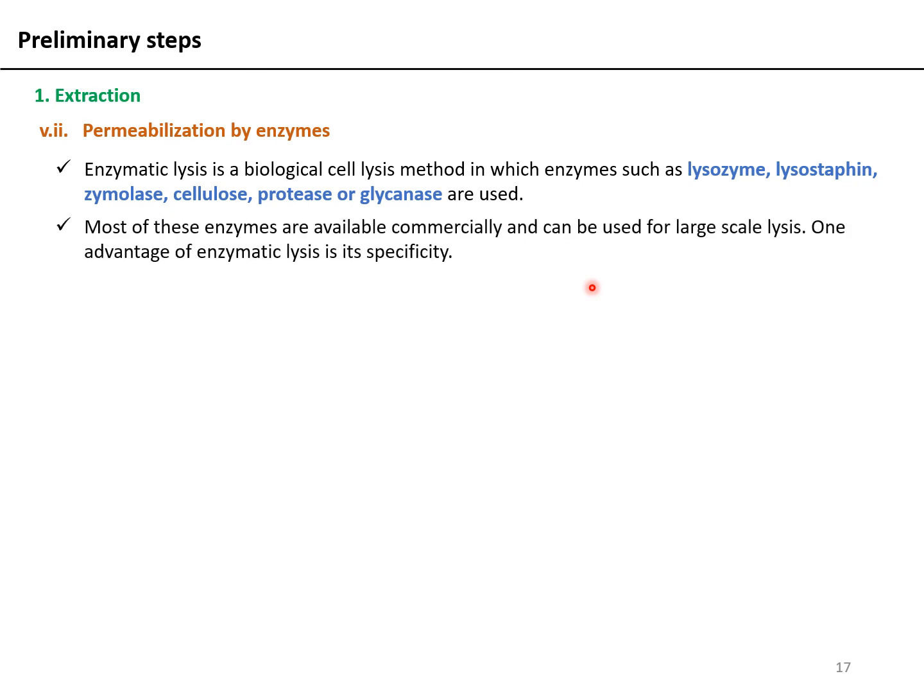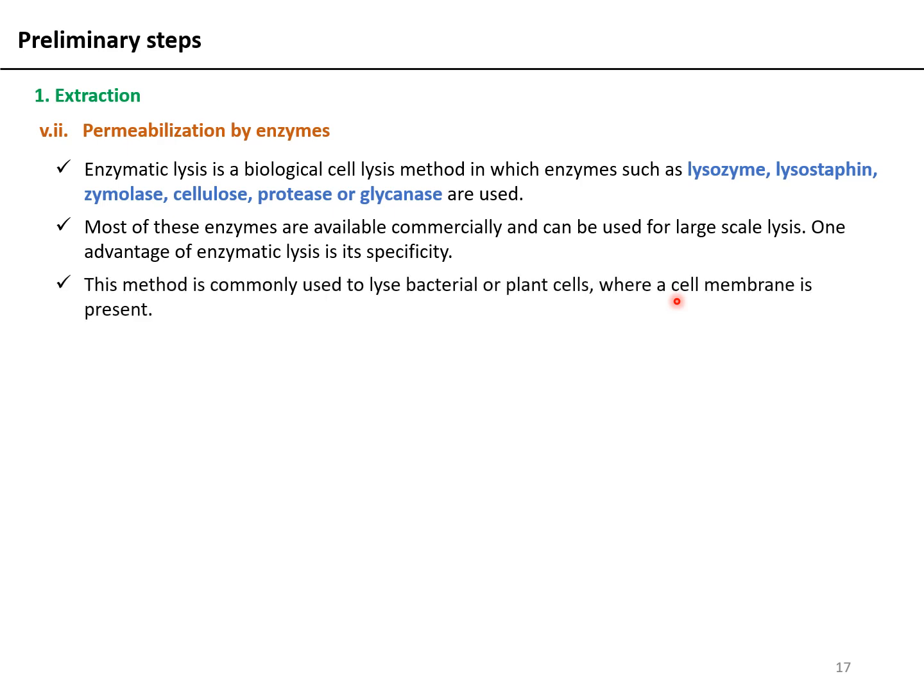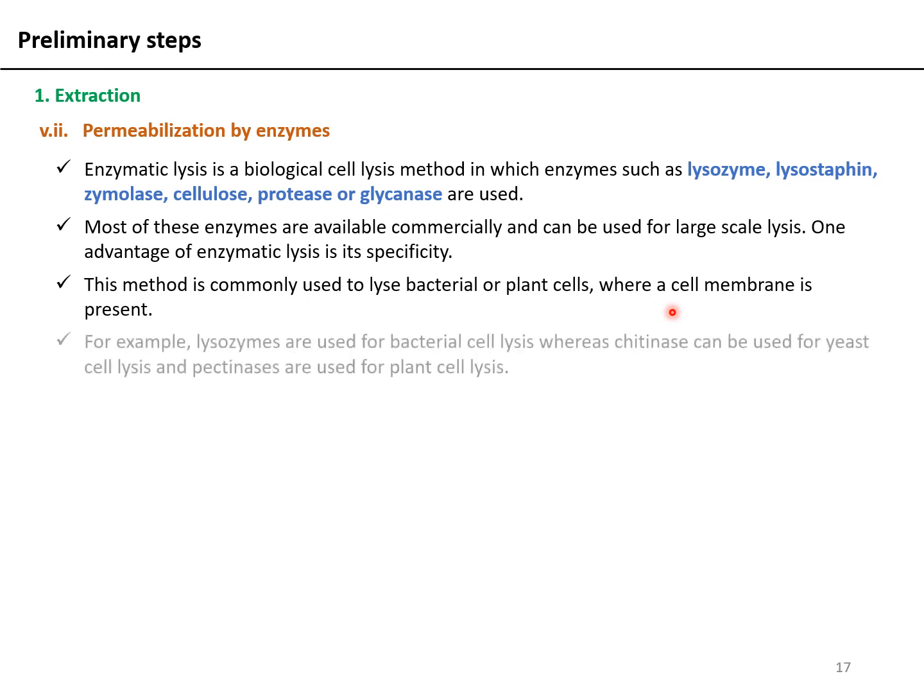Most of these enzymes are available commercially and can be used for large-scale lysis. One advantage of enzymatic lysis is its very high specificity. Because these enzymes will be specifically targeting the cell wall of a specific kind or of a specific chemical nature, this ensures high specificity. This method is commonly used to lyse bacterial or plant cells where a cell wall is present.